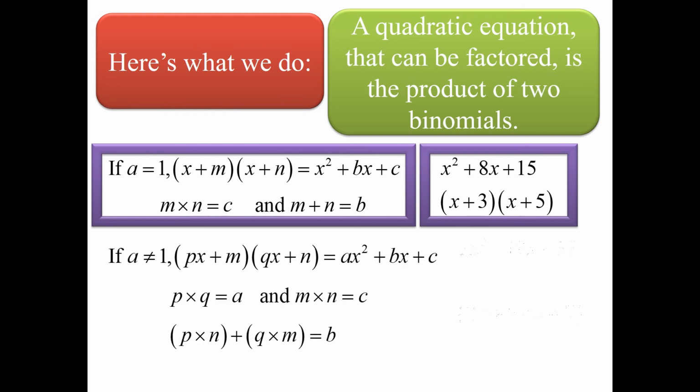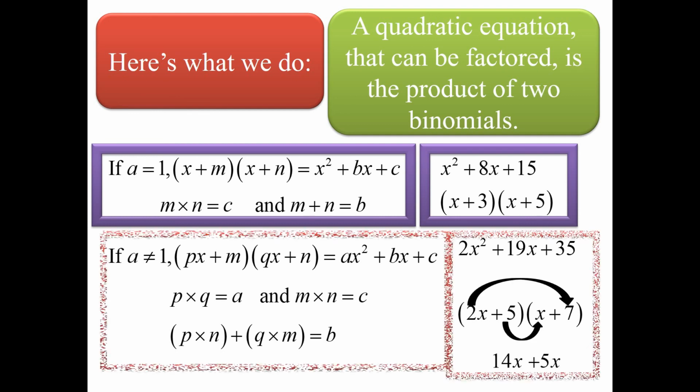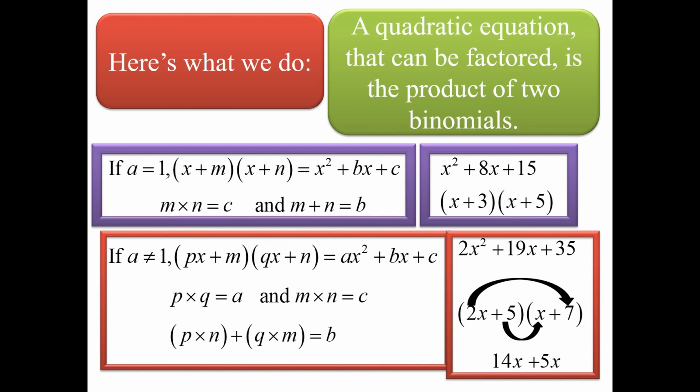It's a little uglier, though, if the first term isn't 1. Like here, 2x squared plus 19x plus 35. Well, the outside is 14x and the inside is 5x. And that's how it works. You see, 2 times 1 is 2x squared, and 5 times 7 is 35. And then you do the outside plus the inside. That's how you get the b term.